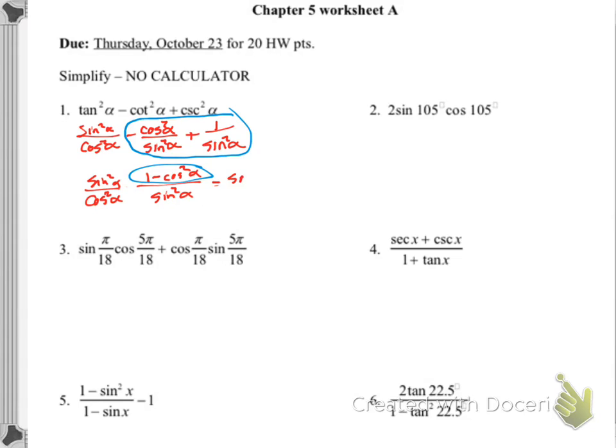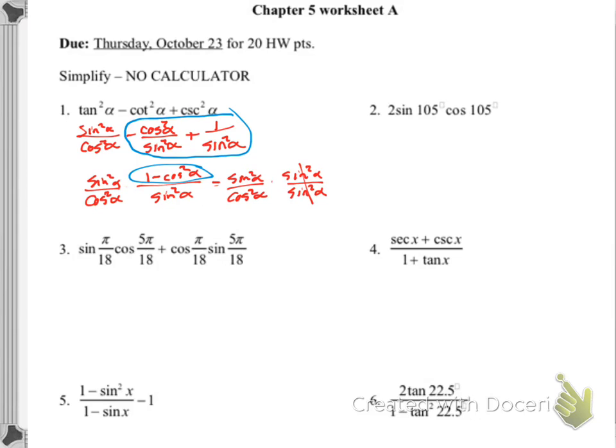This would be sine squared alpha, I haven't touched that, over cosine squared alpha times what's going to be sine squared alpha again over cosine squared alpha. And what am I doing? Over sine squared. Sorry about that. Just recopied the wrong thing.